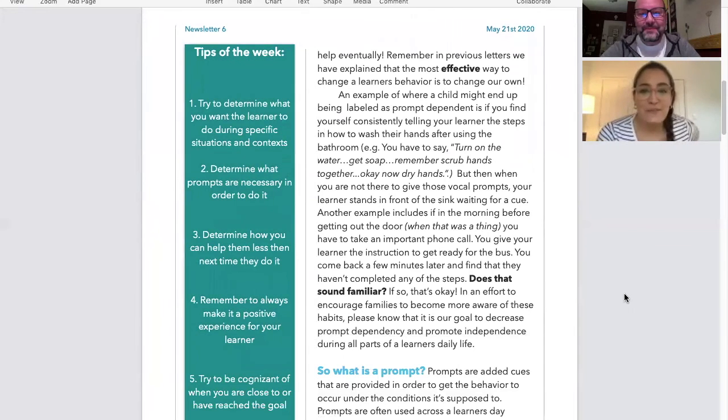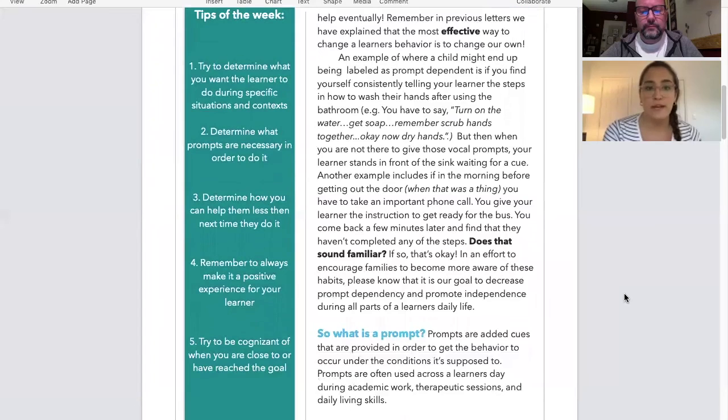Okay, so again, remember guys, in previous letters, we have explained that the most effective way to change a learner's behavior is to change our own. So we're going to highlight some examples of when we've been told that a child is prompt dependent, or we've gone to observe a student who's been labeled as prompt dependent. And so here are some examples that you might find yourself in, or get you kind of sparked to think of your own kiddo.